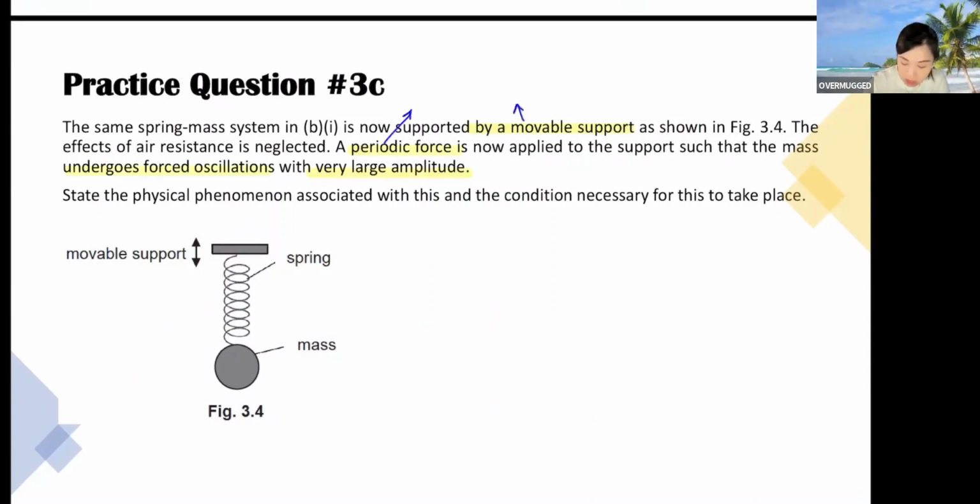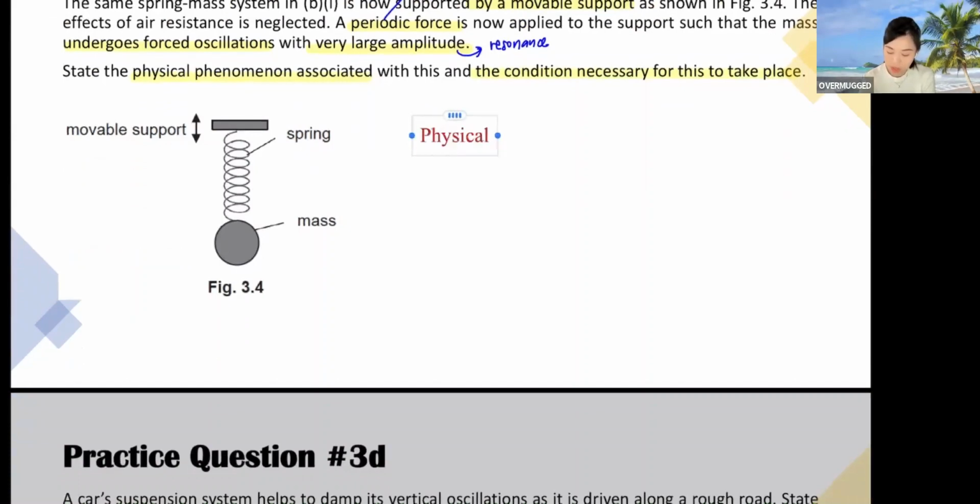Support movable. This is actually your driver. Can you see that? Your driver is the one that provides the driver frequency, hence causing it to undergo forced oscillation and large amplitude resonance. So state the physical phenomena that is associated with this and the condition necessary for this to take place. So I've already mentioned the physical phenomena would be resonance.